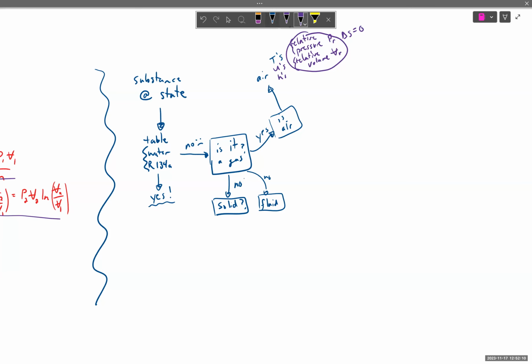If it's not air, maybe we panic a little bit. And we think, all right, well, what is it then? Some kind of substance, but we know it's a gas. So is it ideal? We're going to check ideal by looking at the compressibility. So going to that chart and figuring out Z.